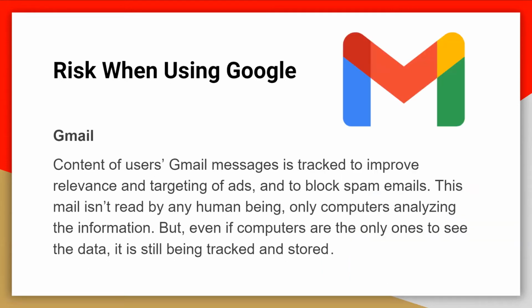There's also Gmail, which is Google's email service. Now, your emails may be tracked to improve relevance and targeting of ads again, and it is also used to help block some spam emails. Now, this isn't read by any human being, so it's not like someone in California is going to know what is being sent, but computers may be analyzing not the whole email, but some key portions. And although computers are the only ones that see it, this information is still being tracked.